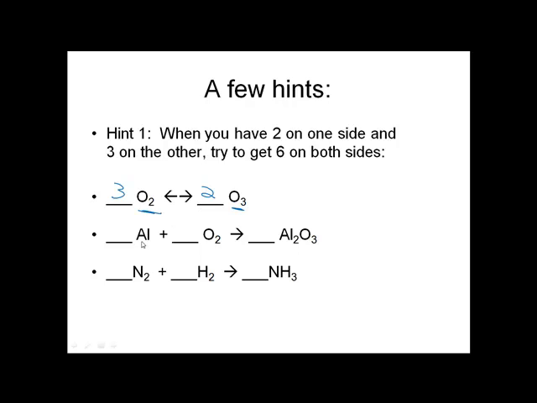Over here, my Als, I have 1, 2, so I put a 2 there. My O's, I have 2 on the left, 3 on the right. So now, again, my hint is to make 6 on each side. So I put a 2 in front of my aluminum oxide, a 3 in front of my O2. Now, by putting that 2 there, that changes my number of Als. Got to cross off my 2 and change that to a 4.